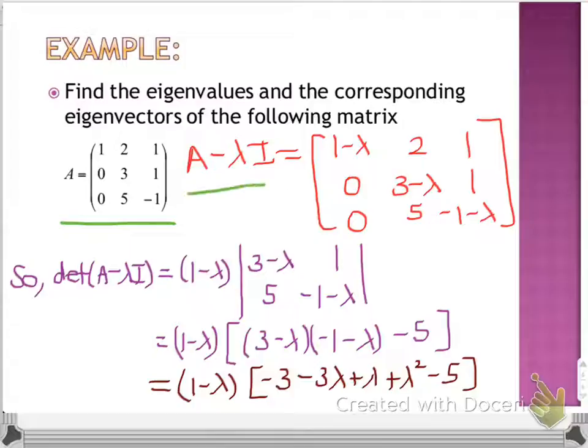Okay, and so here we have our matrix A. And so if we do A minus lambda I, then we get that matrix there in red. And so if we take the determinant, because this is not triangular, right? No. So we can do a cofactor expansion, and again, we can do it on this first column here. So we'll have 1 minus lambda times the determinant of 3 minus lambda, 1, 5, negative 1 minus lambda. And so that equals 1 minus lambda, and then times the quantity, 3 minus lambda times negative 1 minus lambda minus 5, and then we multiply that through, and so we'll get 1 minus lambda times that.